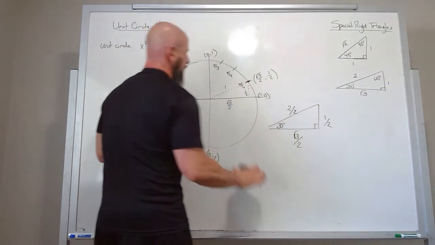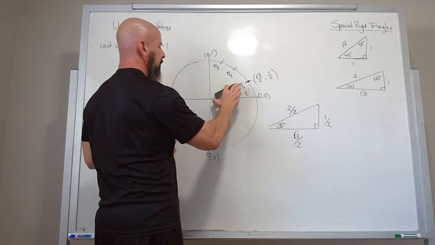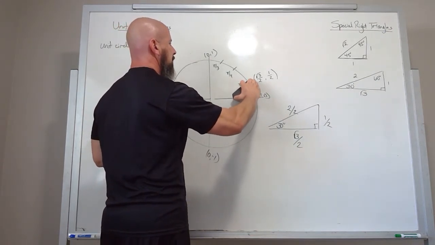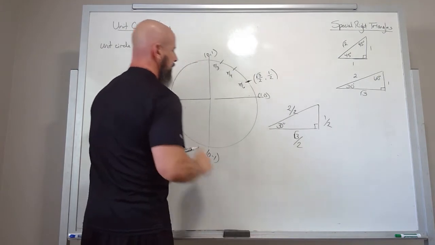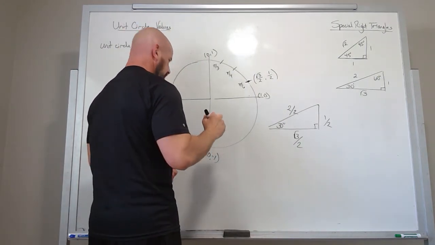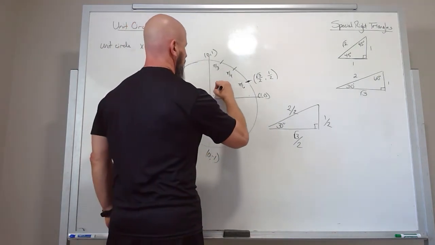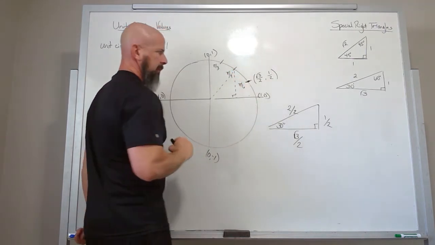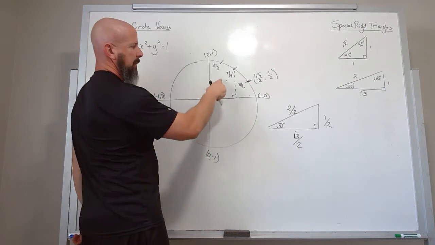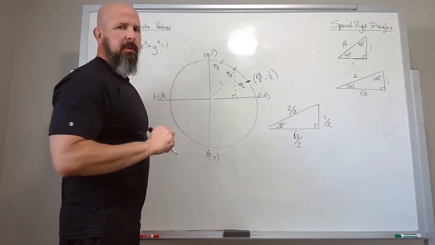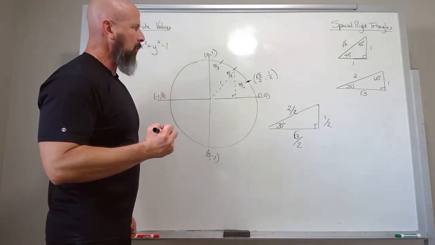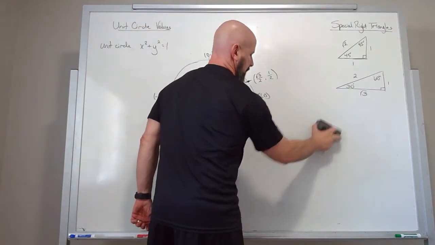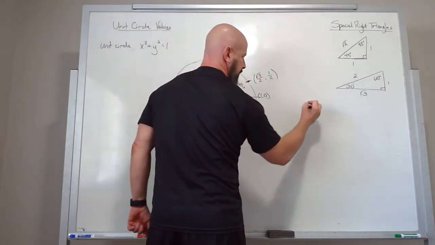Okay. Now let's look at pi fourths. Erase this here. So here comes my pi fourths angle. We're going to go up here, there's a pi fourths. This is still a 1 because it's a unit circle, so that's still my value of 1. So I'm going to redraw my special right triangle here.